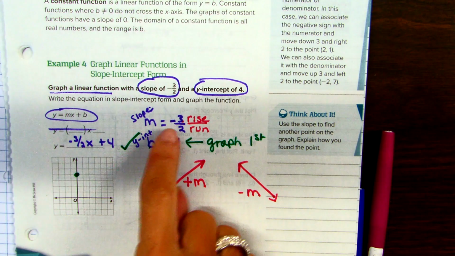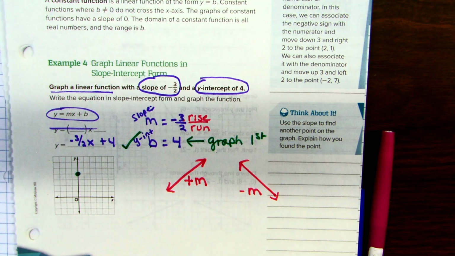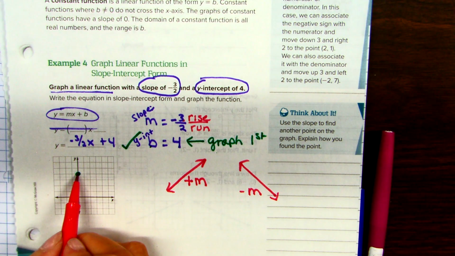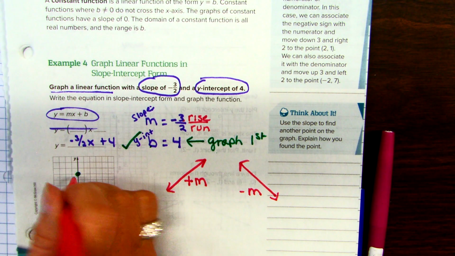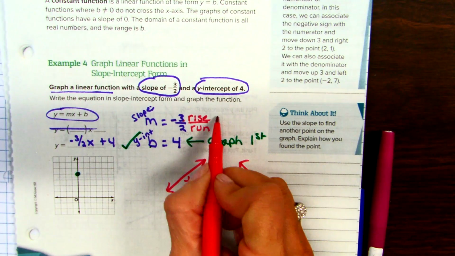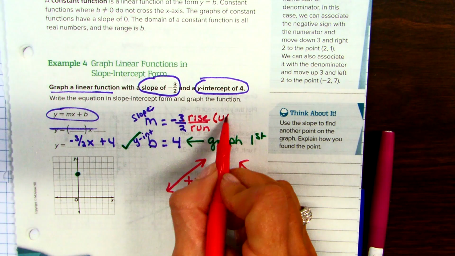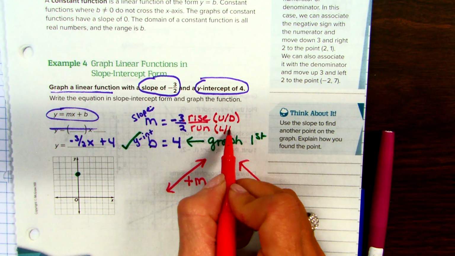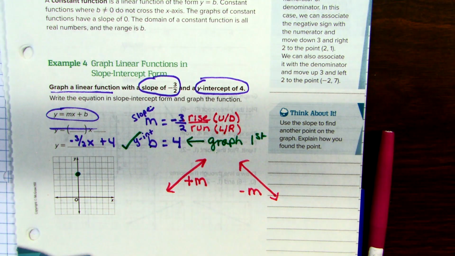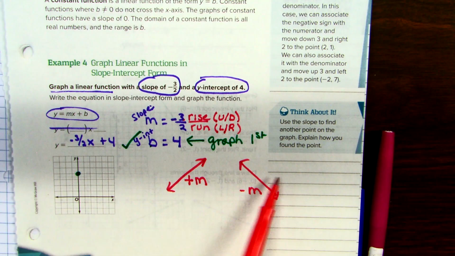So with your fraction, you're either going to go up or down first from this point. So you put your y-intercept there, and then you either go up or down, and then you'll go left or right. So rise is up or down, run is left or right. Now it does matter which ones you do. It has to do with this.